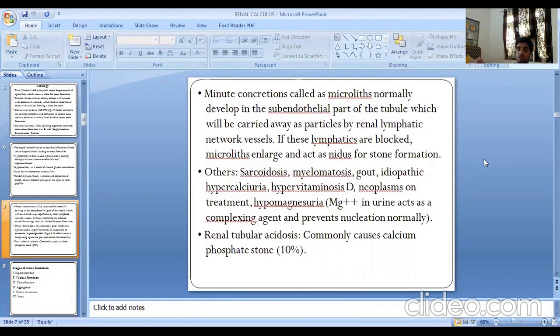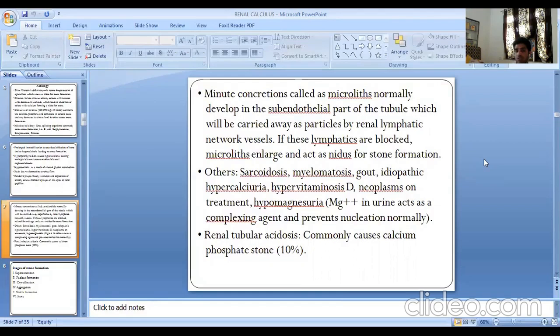Minute concretions called microliths normally develop in the subendothelial part of the tubules, which will be carried away as particles by the renal lymphatic network vessels. If these lymphatics are blocked, microliths enlarge and act as a nidus for stone formation.